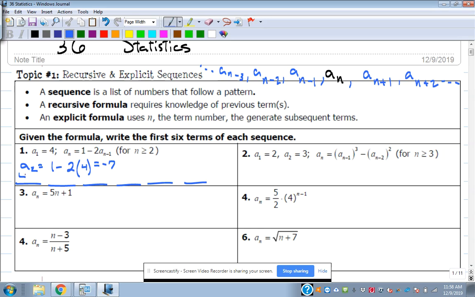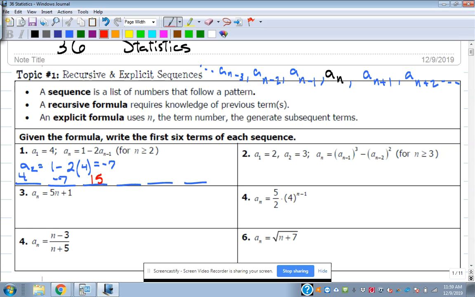So the first one's 4. The second one's negative 7. Let's find the next one. You would do 1 minus 2 times the previous term, which would be negative 7. So 1 minus 2 times negative 7. 2 times negative 7 is negative 14, and minus that is positive 14. 1 plus 14 would be 15. So the third term would be 15.